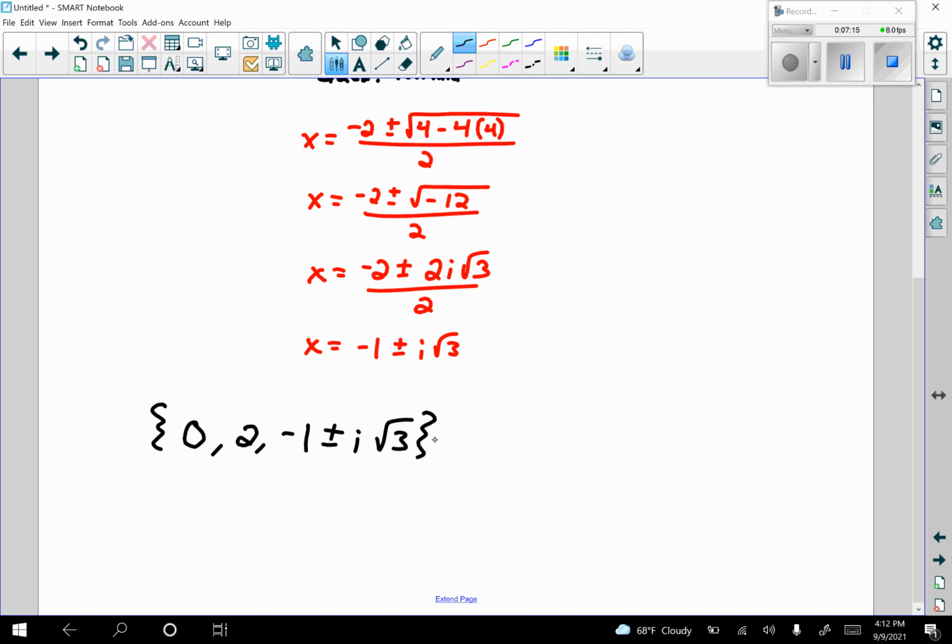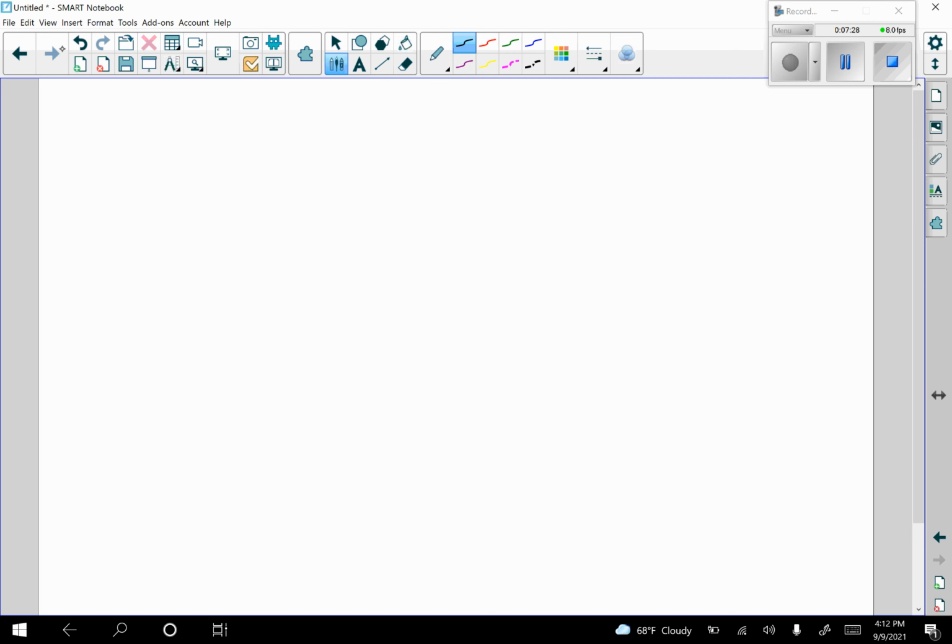So there are a couple examples of solving polynomial equations, seeing some new techniques with factoring, the sum or difference of two cubes, as well as factor by grouping. Okay, next we're going to do a few examples of absolute value equations.